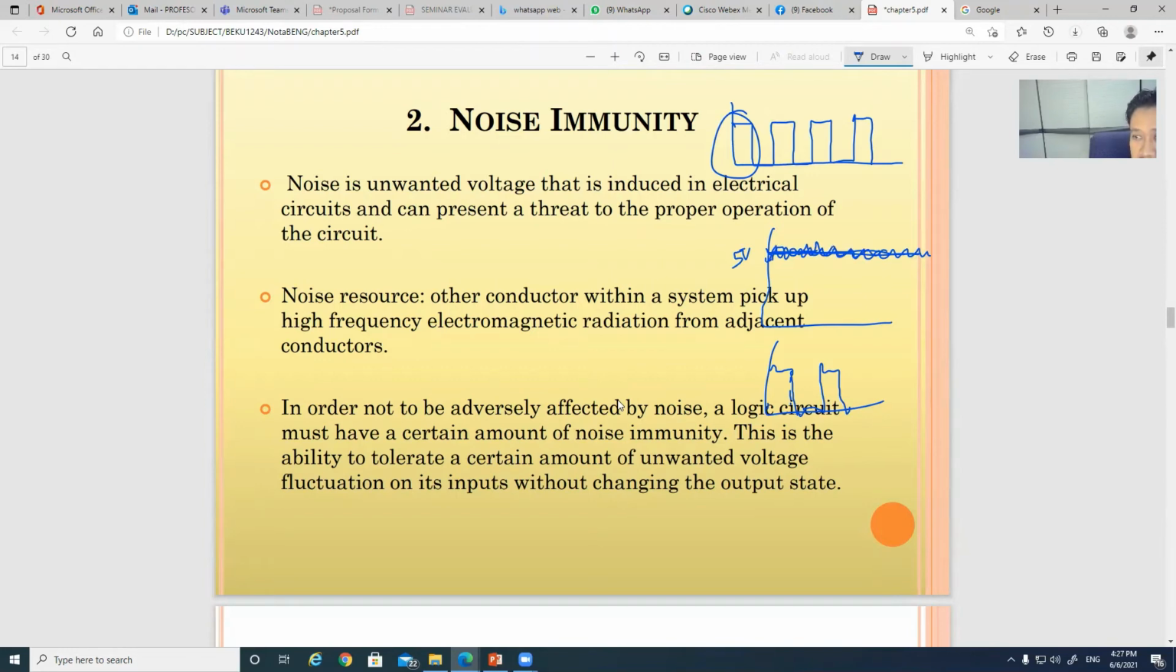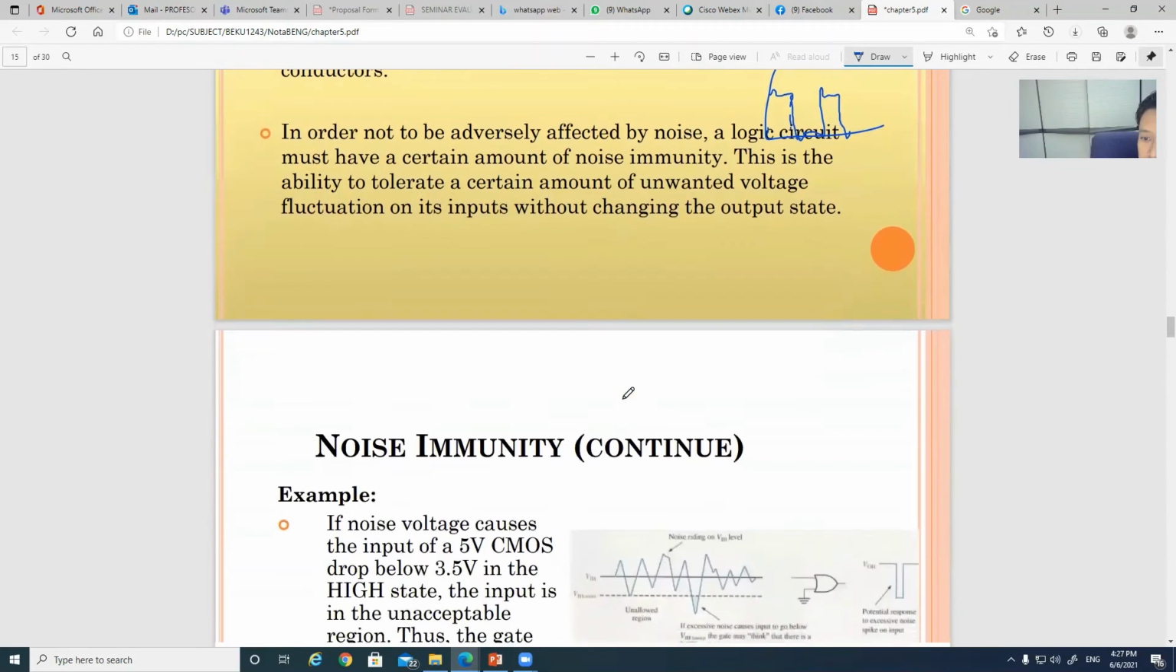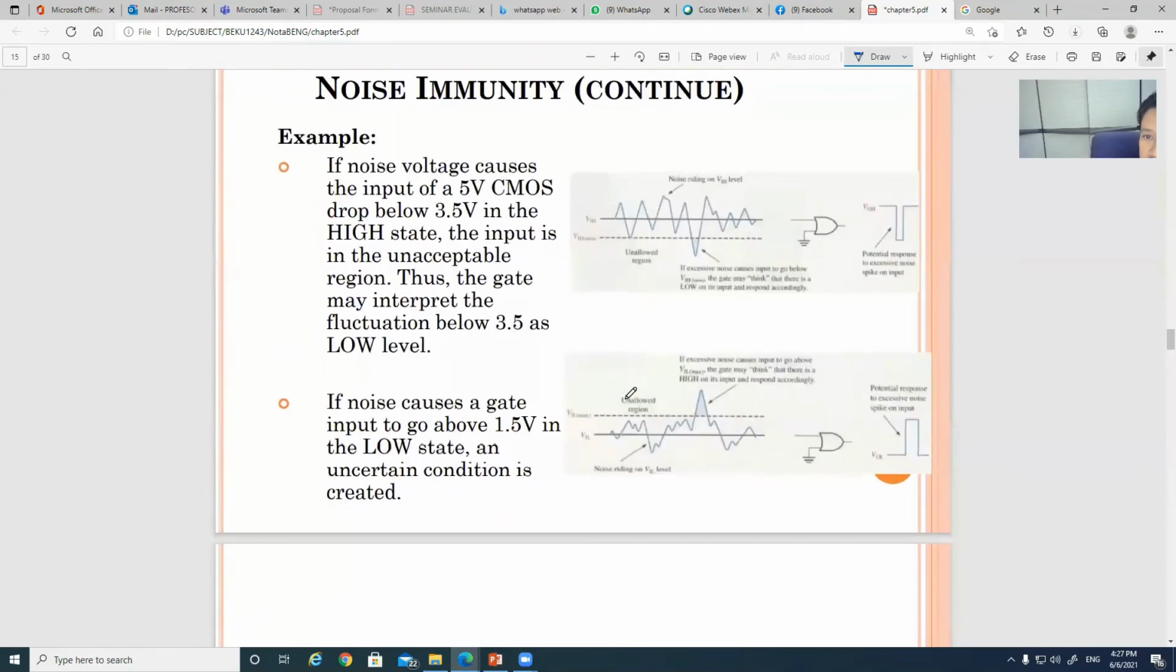But this range, from this range to this range, we can declare as the noise range, so that we can tolerate. We can tolerate a certain amount of unwanted voltage fluctuation at its input without changing the output state, right? So this is an okay example of the noise immunity.